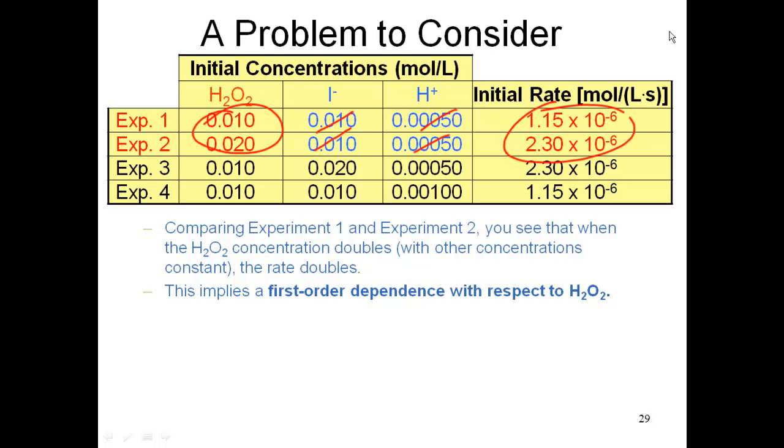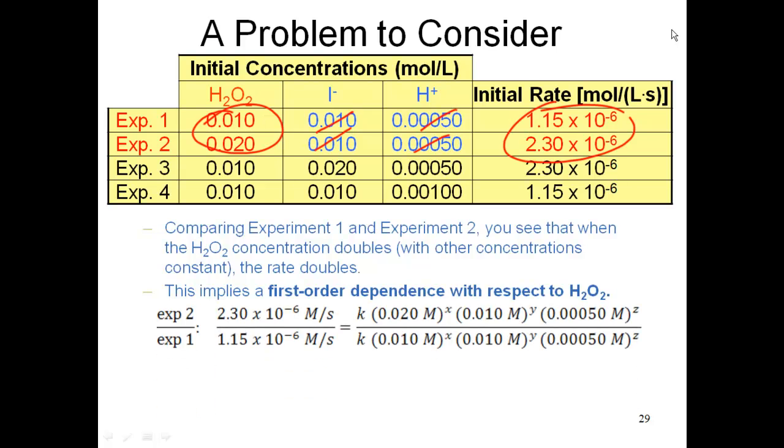Looking at the data, you can see that I doubled the concentration of H2O2, my hydrogen peroxide, and what happened to the rate? It also doubled. That's a linear relationship, which means that that order must be a power of 1. So that's by inspection. Now what if I needed to do it mathematically? Let's do that. I would compare experiment 2 to experiment 1.